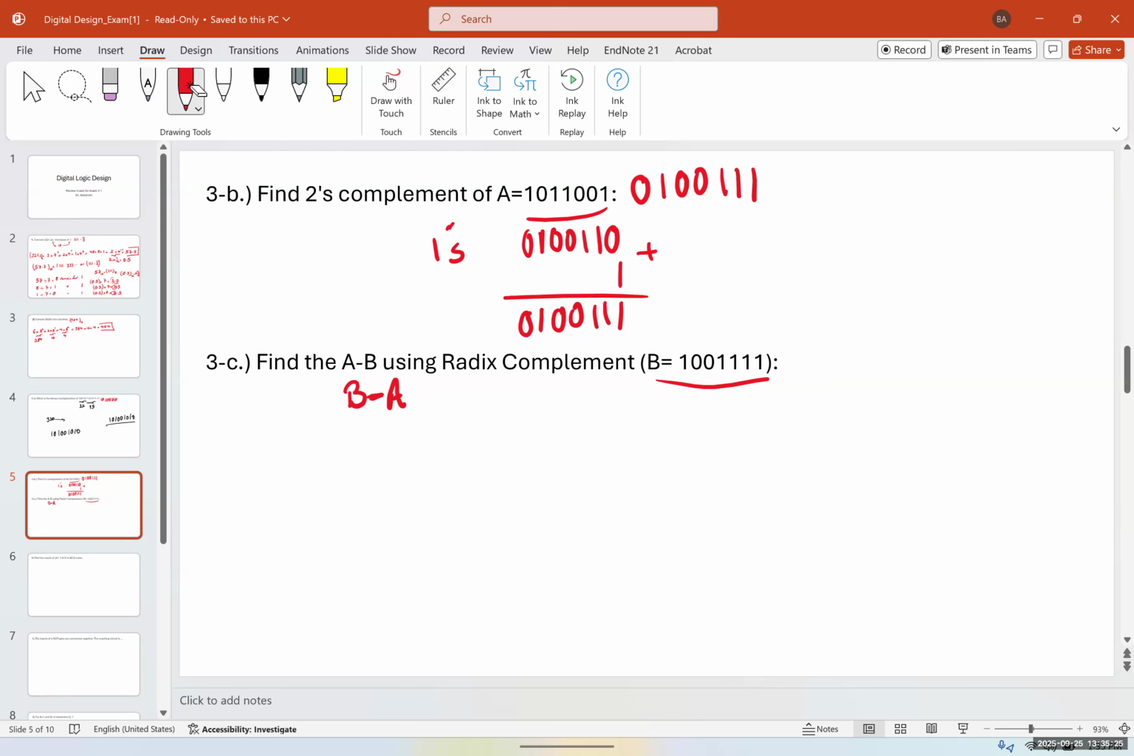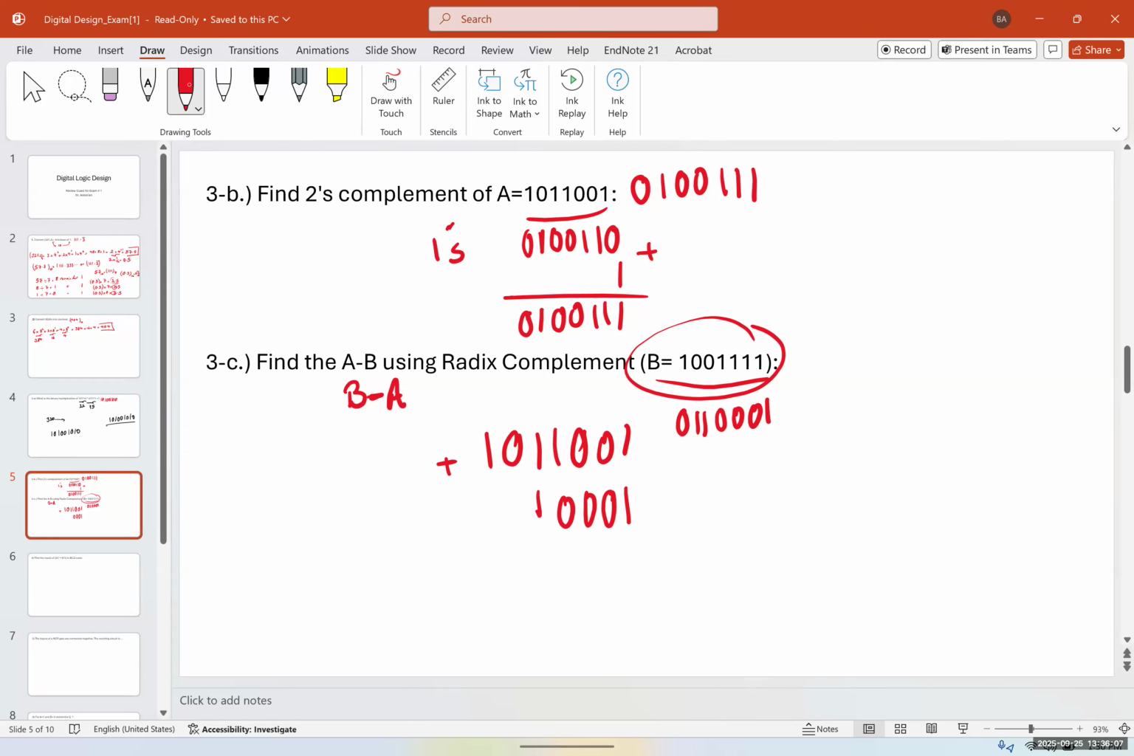Okay. So we'll keep A, which is 1, 0, 1, 1, 0, 0, 1. And we would add it to the 2's complement of B, or the radix complement of B. The radix complement of B would be 1, 0, 0, 0, 1, 1, 0. I'm doing it from right to left. So if you want to read it from left to right, it's going to be 0, 1, 1, 0, 0, 1.